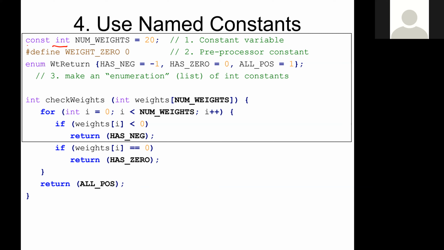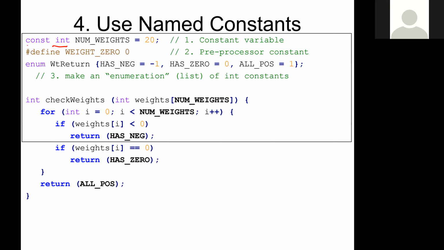So if there's a weight that is less than 0 that I ever find, I return has neg. If there's a weight that is equal to 0, I return has 0. And if I get all the way through this loop, I didn't return from either of those, I return all pause. So now looking at this code, I understand what each of these returns mean. Is there a negative number somewhere in this weights array? Is there a 0 somewhere in the weights array, or are they all positive? It's made clear by giving names to these constants. Okay, so that's much better.